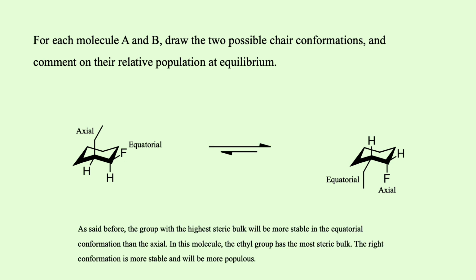So using the same idea as before, the group with the highest steric bulk, in this situation the ethyl group, will be more stable in the equatorial formation than the axial, and this means that the right conformation is more stable, and that's why I've drawn the arrow pointing to the right, which is larger, so more populous.